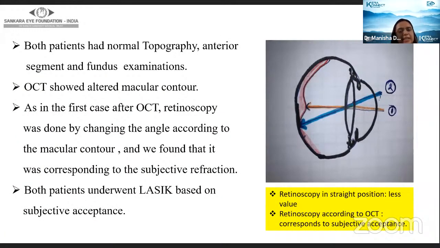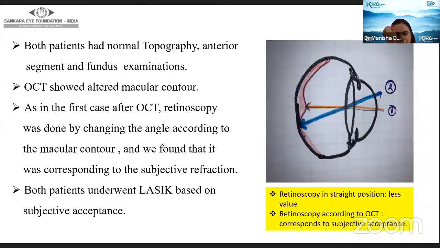So these two patients again had normal topography, and normal anterior as well as fundus examination. OCT again showed the altered macular contour. So as in the first case, and as demonstrated in the diagram, we did the retinoscopy by changing the angle a little temporally, and we found that the retinoscopy findings were correlating with the subjective refraction. Both of these patients again underwent LASIK based on the subjective acceptance, and there were no post-operative surprises.